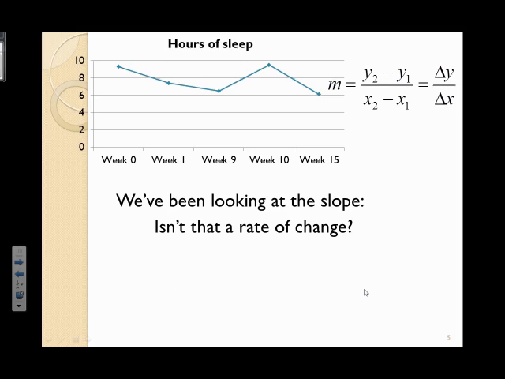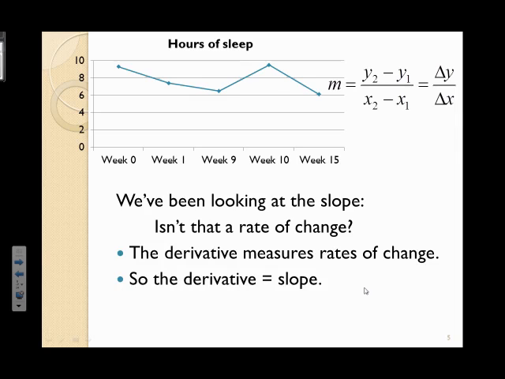I've used that many times. So we can actually think of this as the derivative. It is indeed a rate of change. The derivative measures rates of change. And so again, the conclusion is that the derivative is the same thing as the slope.